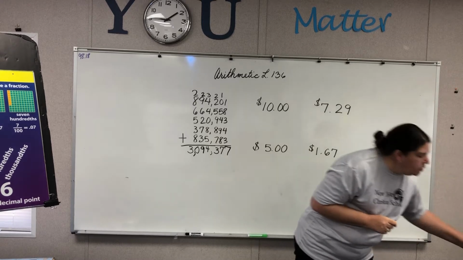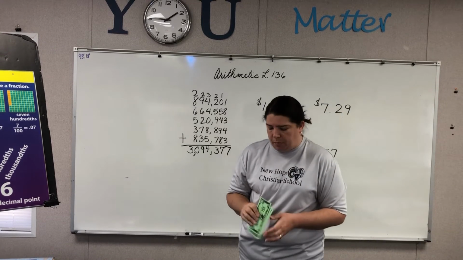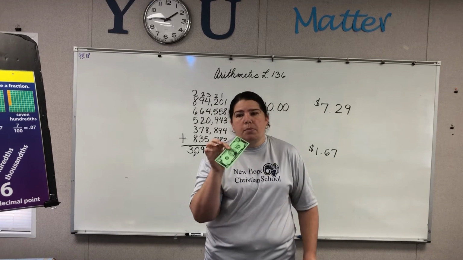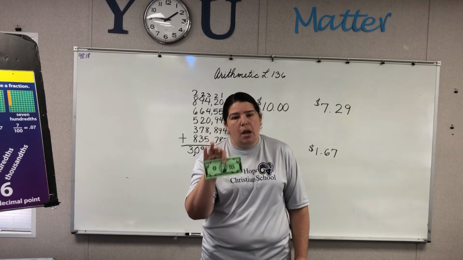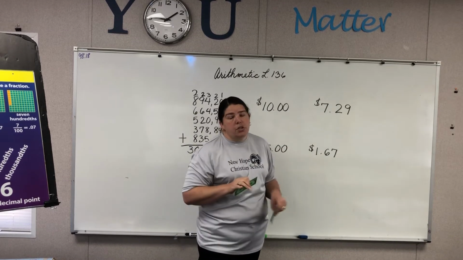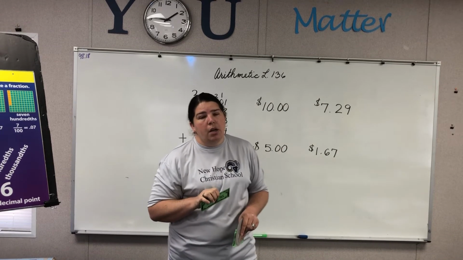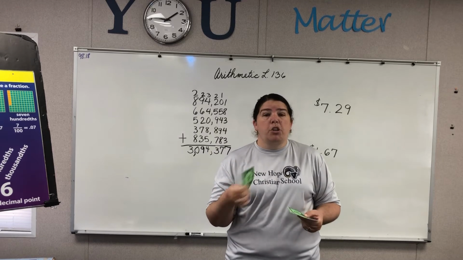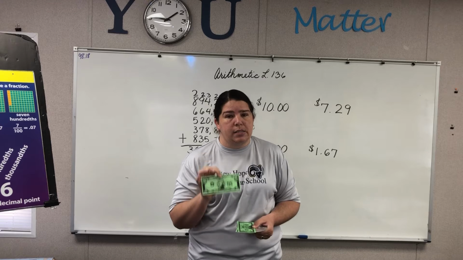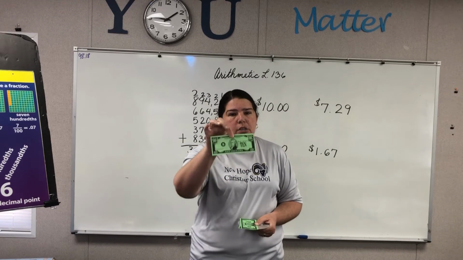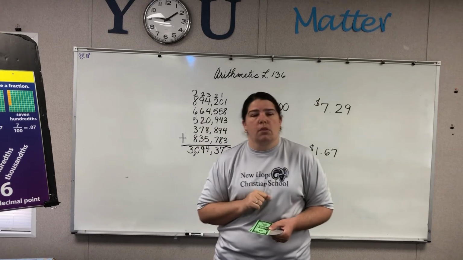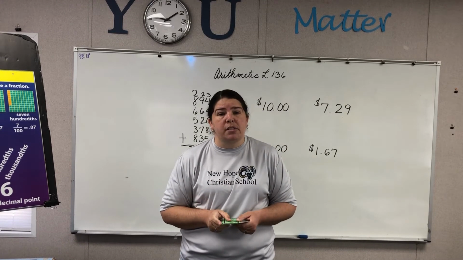Let's say we are going to go to the store. I'm going to have a $10 bill when I get to the store. The item that I want to buy is $7.29. Let's say it's a new shirt. It costs $7.29. I give the cashier $10. Now, she has to give me back some change.